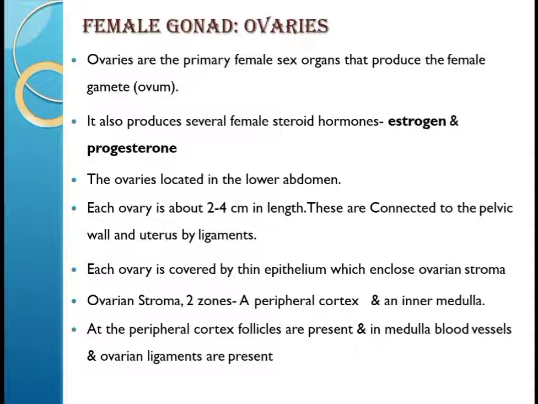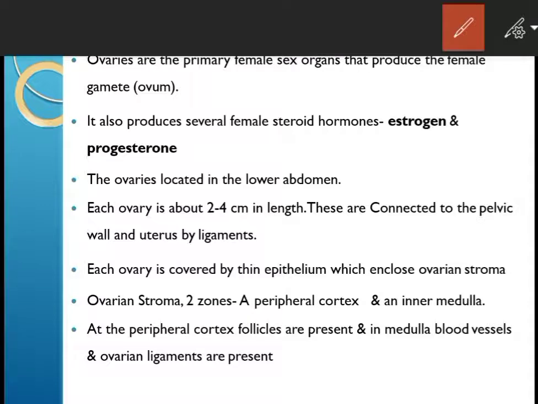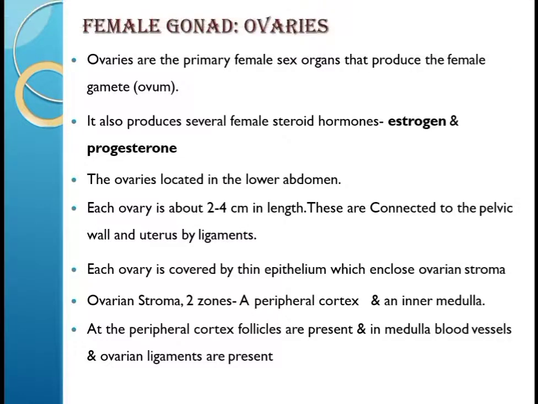Ovaries are the primary sex organs of females. They produce female gametes called ovum and several steroid hormones, which are also called ovarian hormones, like estrogen and progesterone.